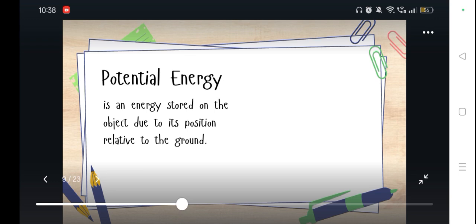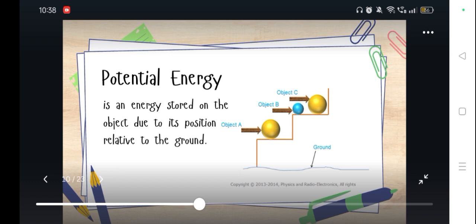Secondly, we have potential energy. So this is energy stored in an object by virtue of its position relative to the ground. So in this picture here, if you're asked which of these objects has the greatest potential energy, obviously by the definition of potential energy, the object that is located at the highest point has the greatest potential energy. And our answer for this is object C.